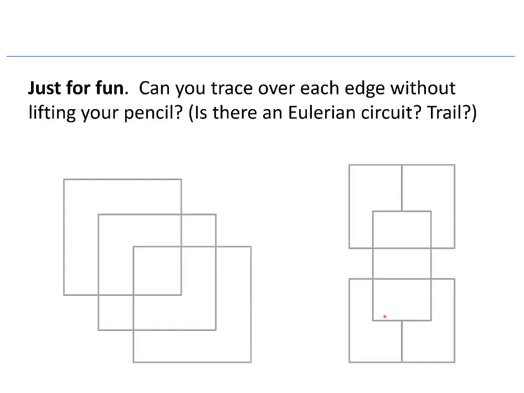I'll conclude with a puzzle that is just for fun. Can you trace over each edge without lifting your pencil? In other words, is there an Eulerian circuit or an Eulerian trail? This is just kind of an amusing thing for you to try, but it also brings us back to the Königsberg bridge problem and Euler's work in graph theory. Give these things a try, think about these 2 problems. These are actually the 2 problems that we'll pick up with in the next video. All right, and I'll stop here.